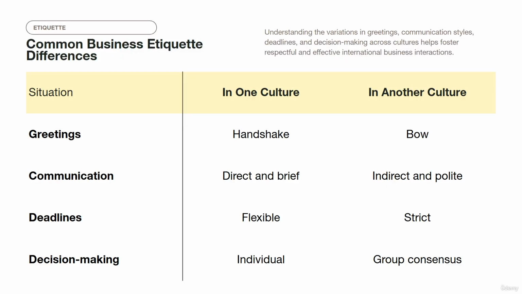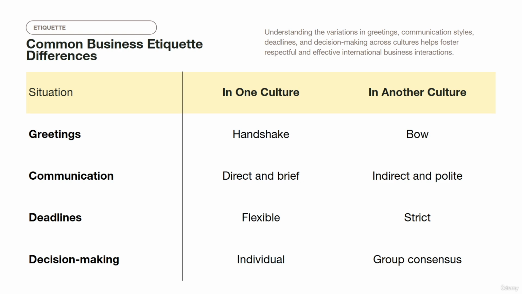To make some contrast, common business etiquette across the globe. In Western Europe, for example, North America, South America too, we would give a handshake. In East Asia, that would most likely be a bow, either instead of or as well as a handshake. Communication in some countries, for example the US, can be direct and brief. In other cultures, it is indirect and polite, for example China. In some cultures, deadlines are flexible. In some cultures, deadlines are very strict.